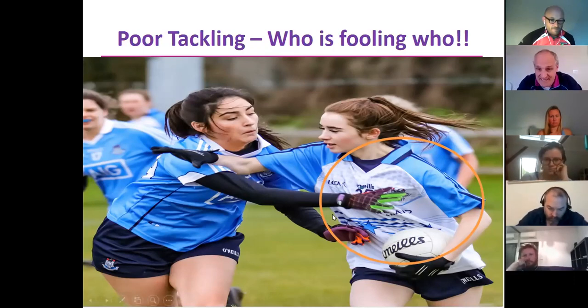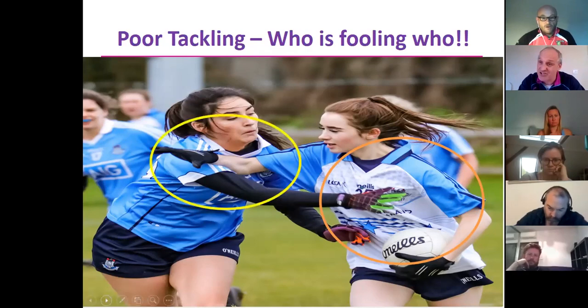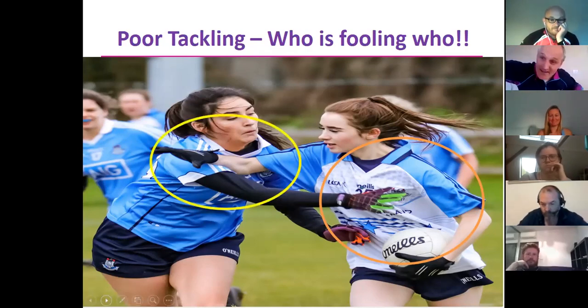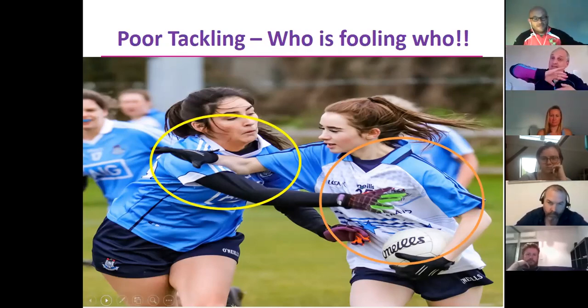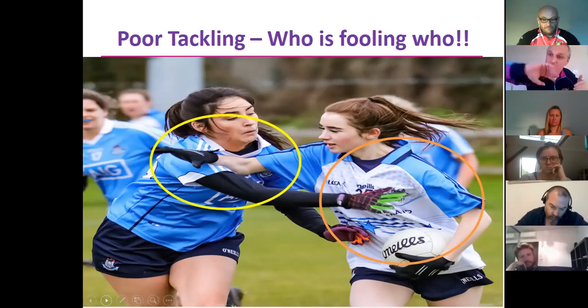Now, going back to my point earlier, if the girl in the blue tackled with her near hand, which is this hand here, she probably would have a better reach and a better tackle. But that's okay. She's tackling with the other hand. She's fouling. But the player in possession is also fouling. She's pushing the partner away from her, deliberately, with her elbow and her hand.